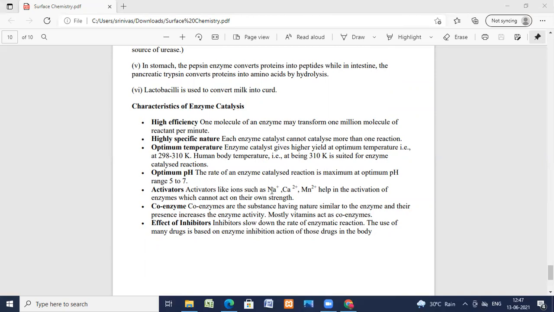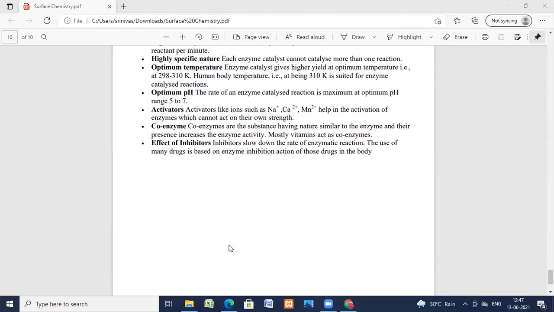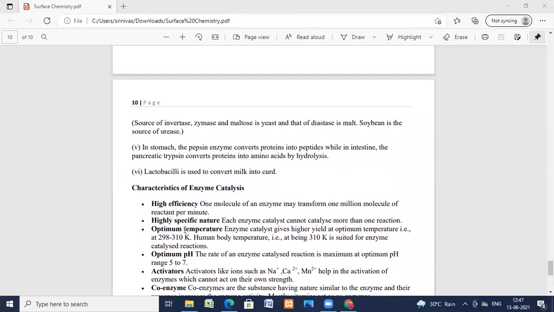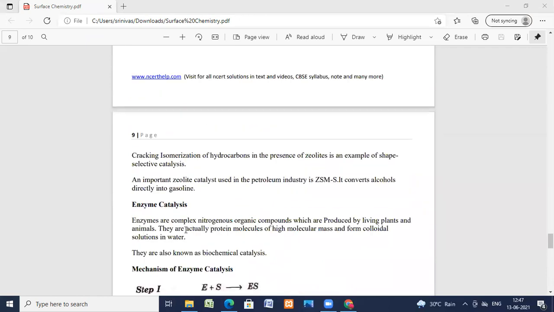Activators like ions, Na+, Ca2+, Mn2+ help in activation of enzymes which cannot act on their own. Coenzymes are substances similar in nature to enzymes, and their presence increases enzyme activity. What is the effect of inhibitors, which slow down enzyme activity? As I've told you about poisons and promoters, similarly there are inhibitors and activators for enzymes. Inhibitors decrease enzyme activity.